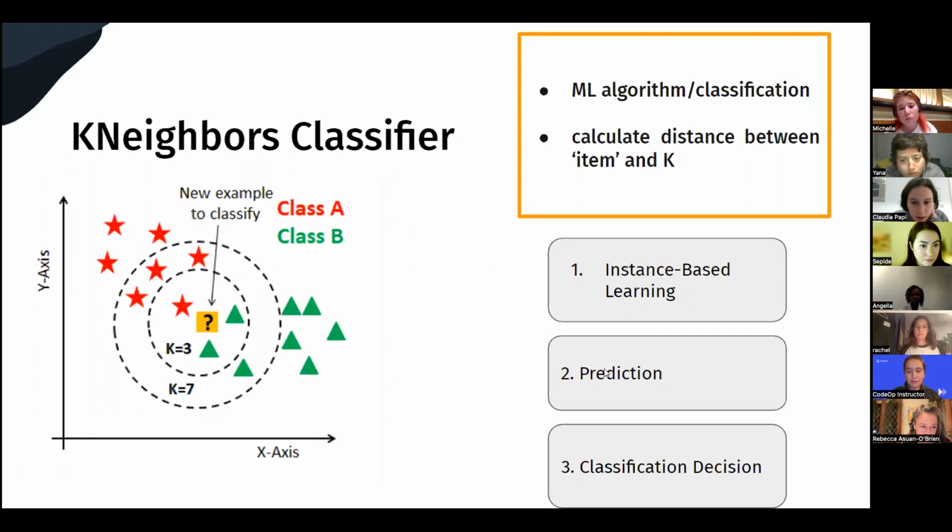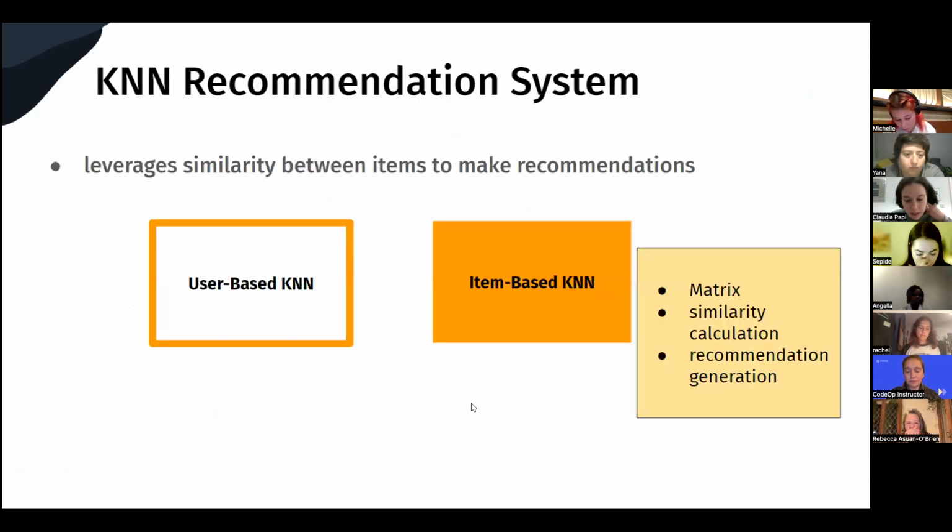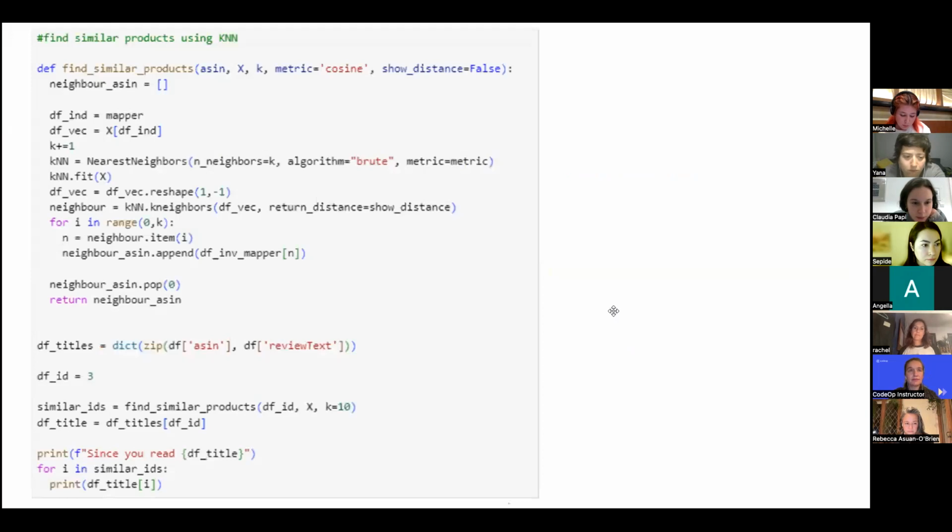It makes a prediction, and then it finds the items that are similar. It leverages similarity between items to give recommendations. The way it works, I'll show you the code, but it essentially creates a matrix with the products, then runs some calculation, and then you have the output, which is the recommendation. This is just a screenshot of the products.